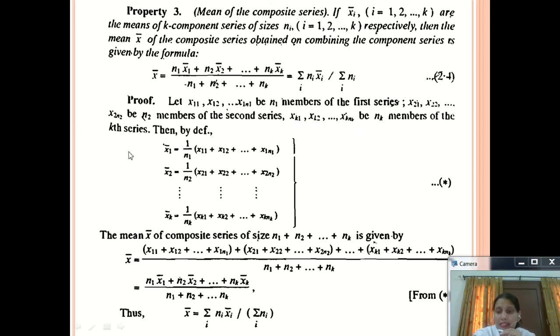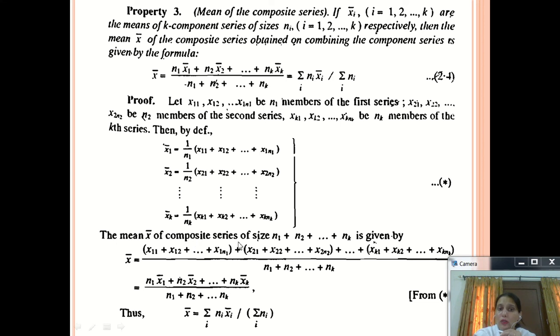Clear? Firstly, find the arithmetic mean of the different series. The arithmetic mean of the first series, x1 bar, is equal to x11 plus x12 plus ... plus x1n1 divided by the total number of observations, which formula we have already done. Second is x2 bar: the sum of this series divided by n2. Similarly xk bar: xk1, xk2, ..., sum all these members divided by nk.